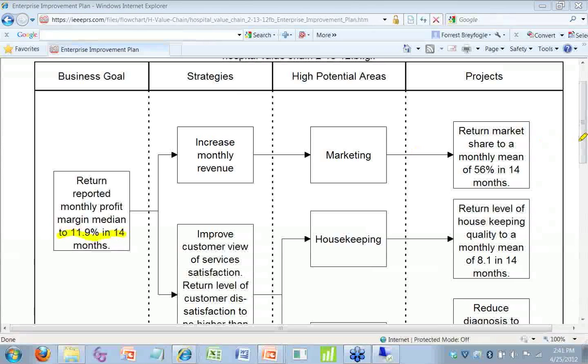Well, what we're going to do is increase our monthly revenue. This is the top line, because we're going to have a lot of fixed costs that have to be covered whether we have a few patients or many. And how we're going to do that is we're going to focus our efforts on marketing, and we want to return our market share to the value we had before. So that becomes a goal.